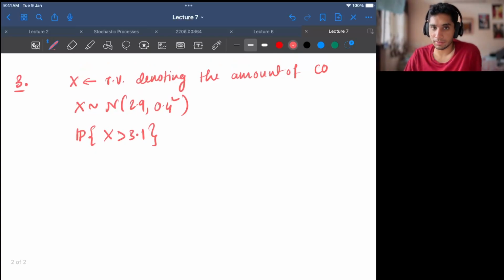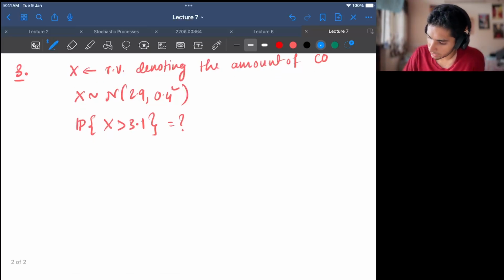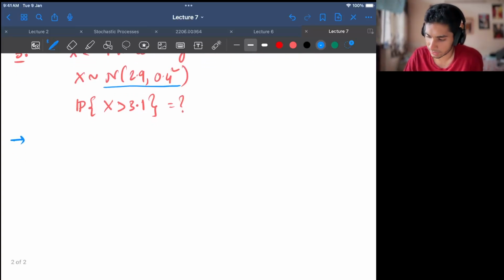So again, it's actually a simple thing. If you remember, we did these sort of questions in the last problem session. What we need to do here is convert this into a standard normal distribution. This is a Gaussian distribution, but it's not standard Gaussian. We need to convert this to standard Gaussian and just see this probability.